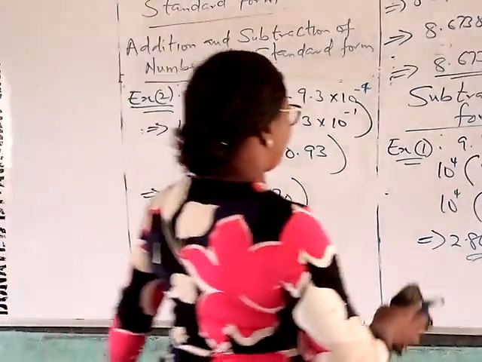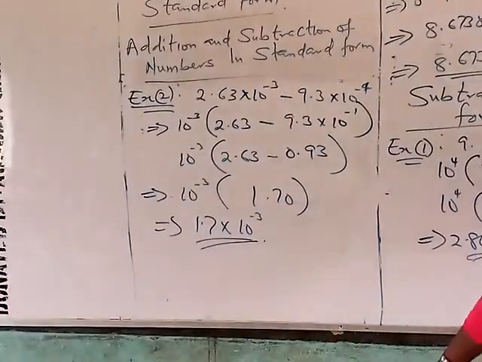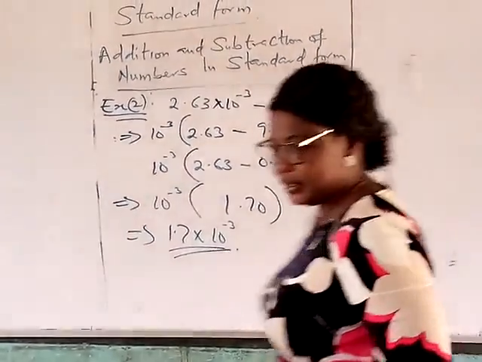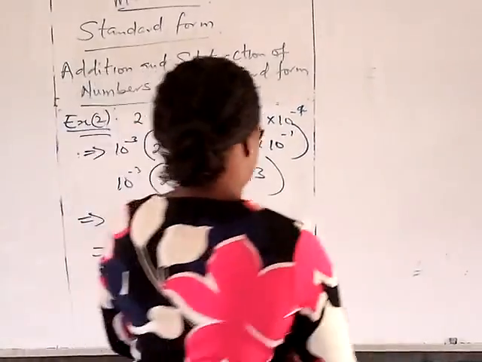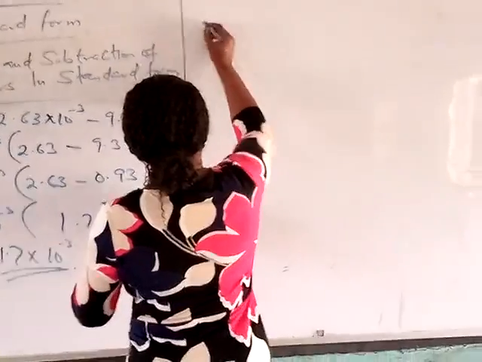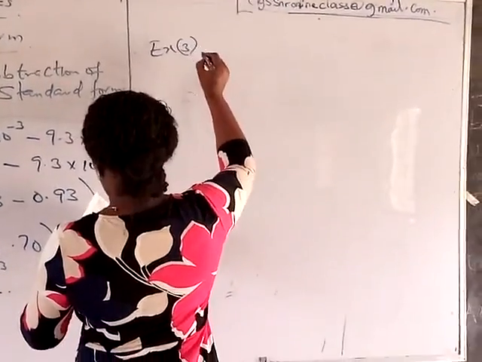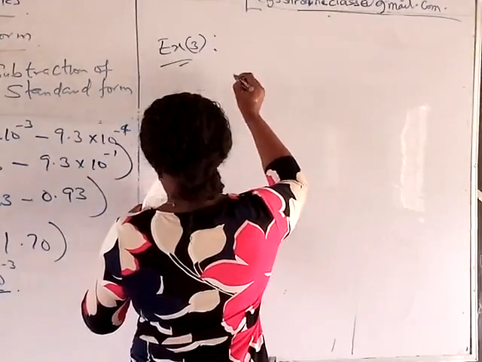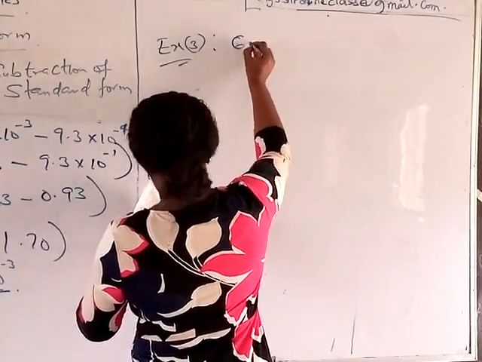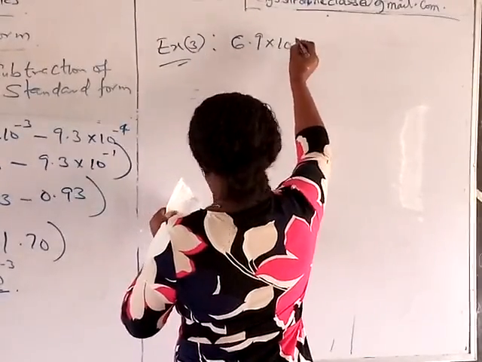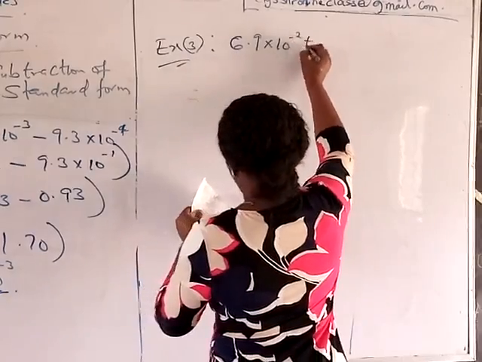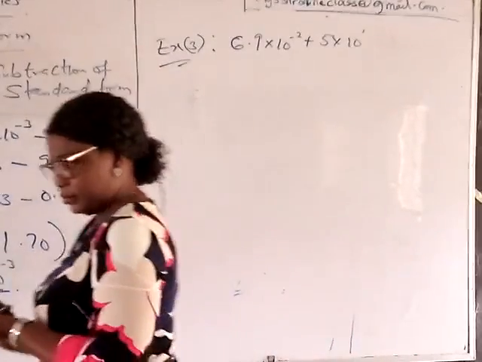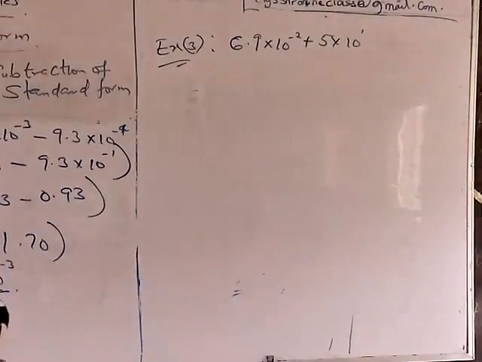But there is a particular question that came to my mind. Supposing you are given a problem like this. Let's take that as example 3 under addition. Supposing you are given a problem like this, that you have to solve: 6.9 times 10 raised to the power minus 2, plus 5 times 10 raised to the power 1. Supposing you have a problem like this, how do you go about solving that?